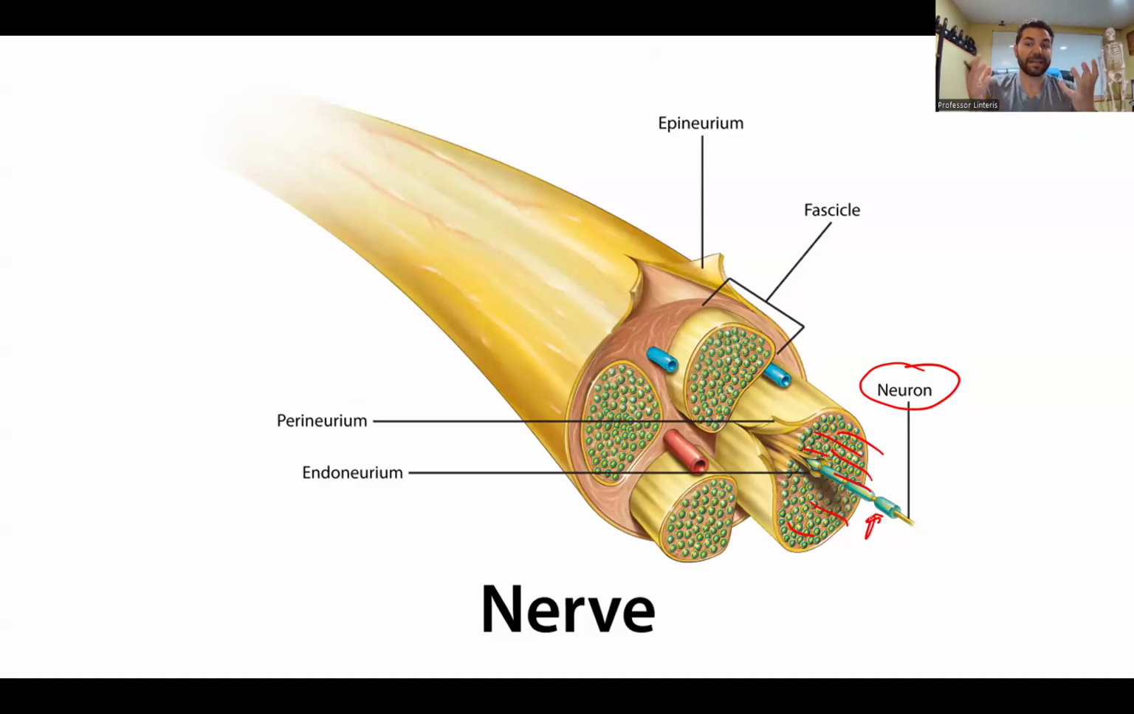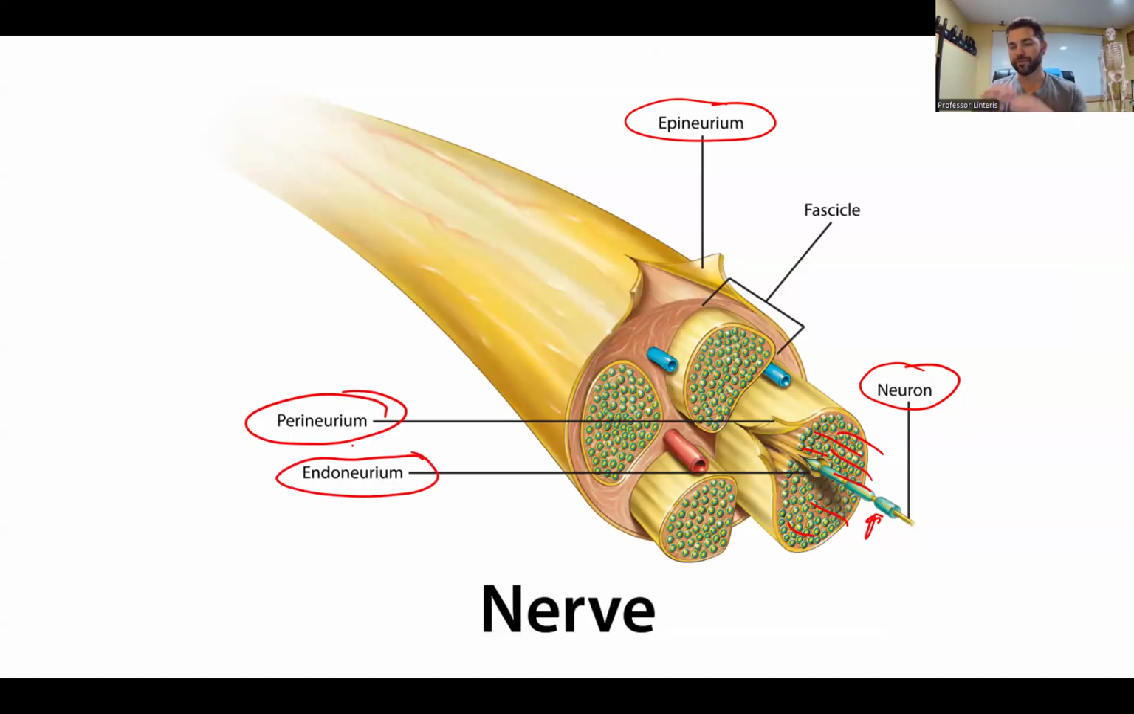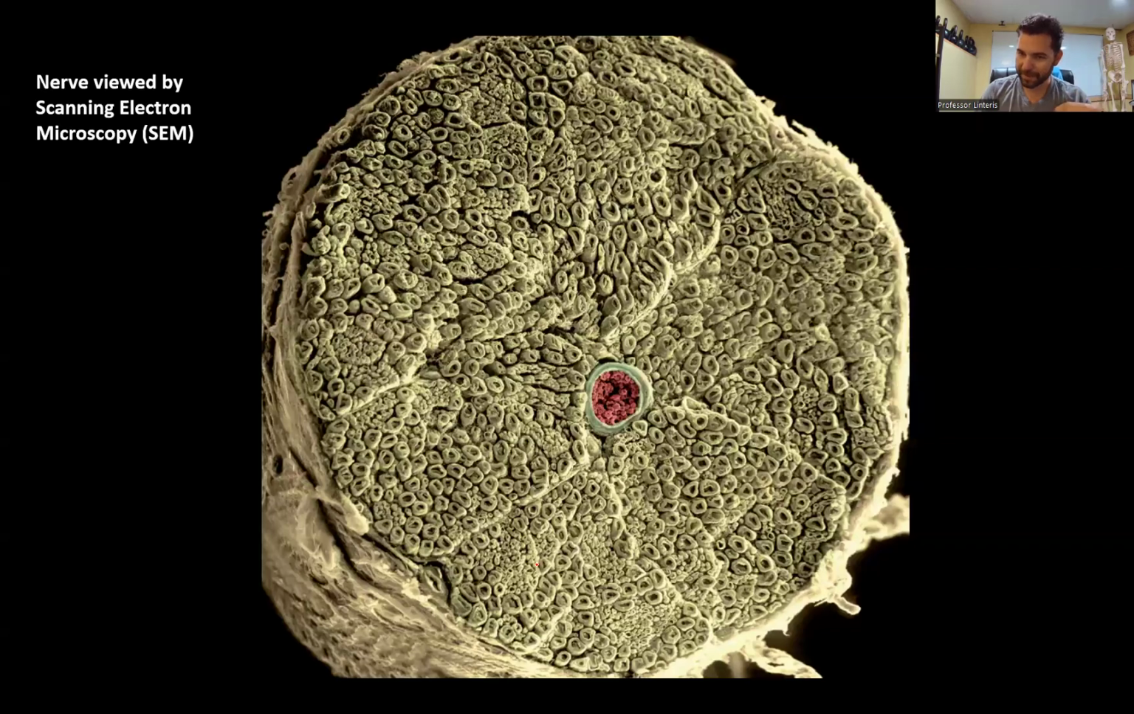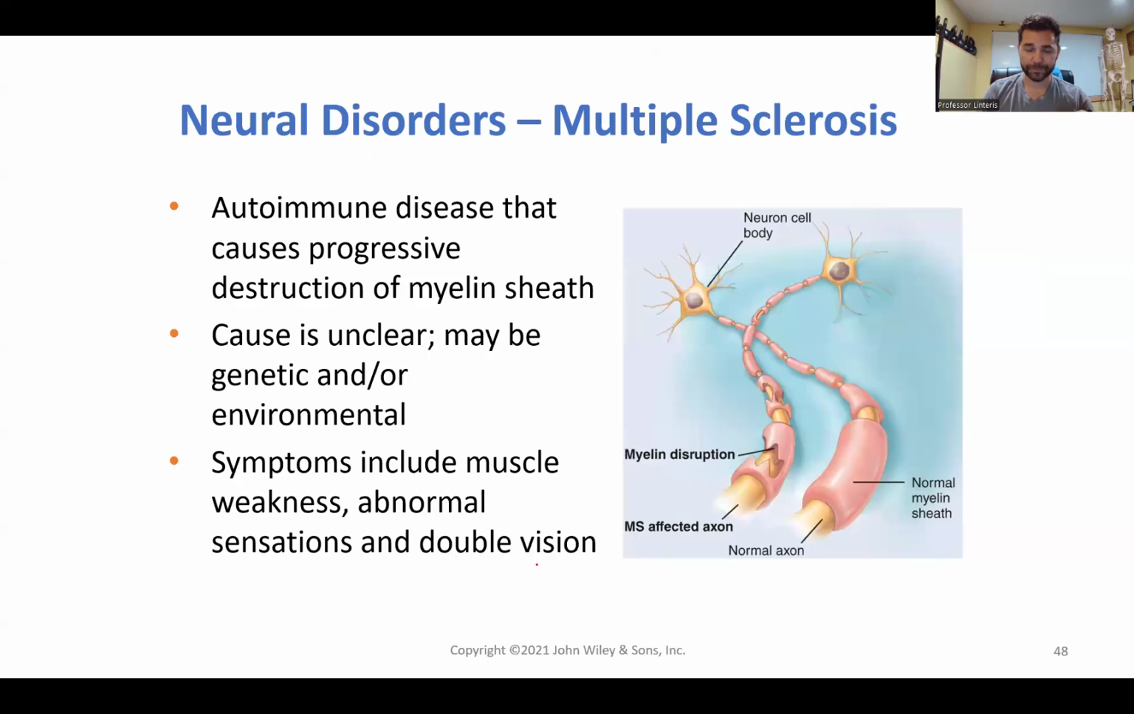The connective tissue layers that I'm discussing are called the epineurium on the outermost portion, the perineurium, which surrounds the fascicle, and the endoneurium, which will surround our individual neurons. It's a way to organize everything. Key here: a nerve is a group of neurons. As we get into spinal nerves, we will talk more about that. This is a picture of it. We'll wrap it up with a couple of disorders.